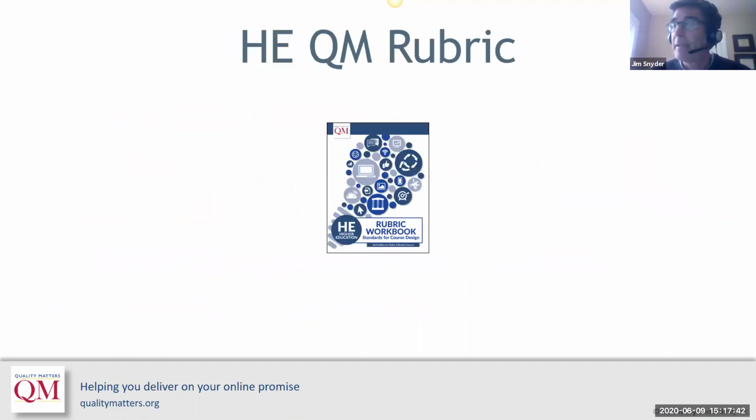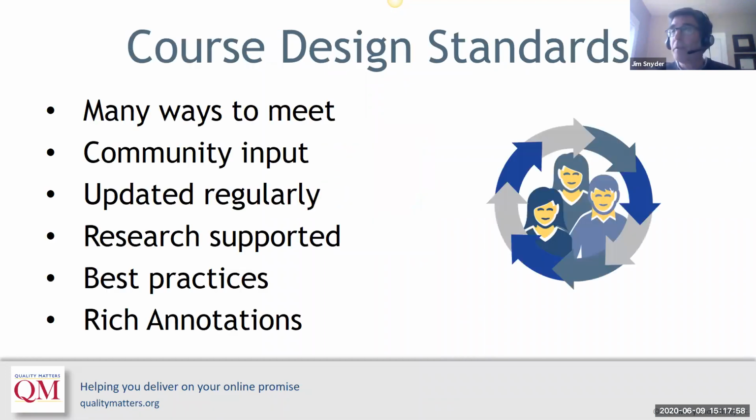if you decide to. Quality Matters is in the 6th iteration of our higher educational standards and rubrics, and that is for you. Our design standards, it is not a checklist. There is not a template that you use. There are many ways to meet the standards. There's not a prescription that you have to follow. These standards are, as you've seen, since we're in the 6th iteration, updated regularly and research supported.